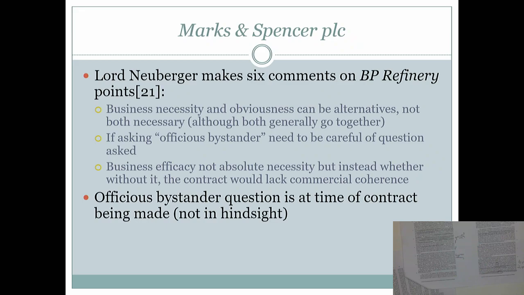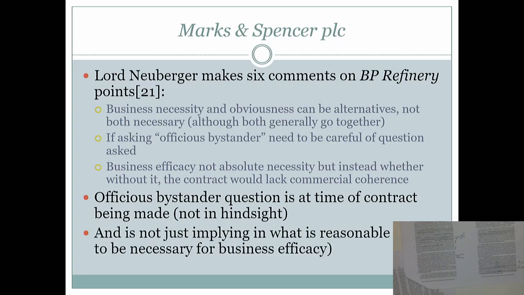So the officious bystander question is to be asked at the time of the contract being made and not with hindsight, which is always very difficult to do when you're in a court case that's come up about 6 years or 10 years after the contract was entered into and everything's turned to custard. But try not to use hindsight. Try to think about what they would have agreed at the time. But it's not just implying in what is reasonable. It's more than that. It needs to be necessary.